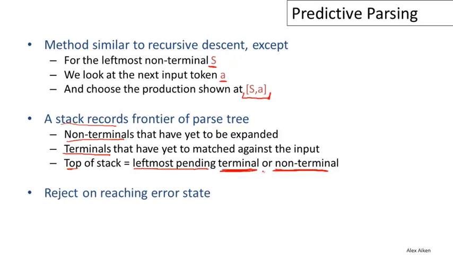We'll reject if we reach an error state. So if we look up one of those empty entries in the table, we will reject the string. And we'll accept if we reach the end of the input and we have an empty stack, meaning we have no pending unmatched terminals or unexpanded non-terminals.